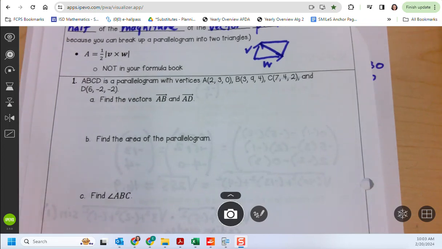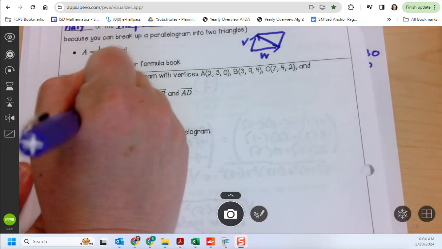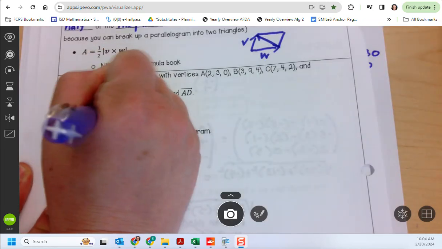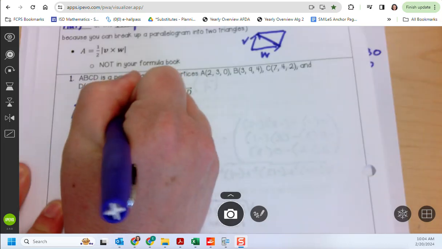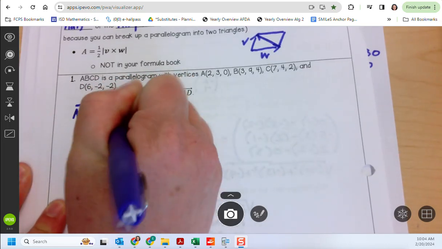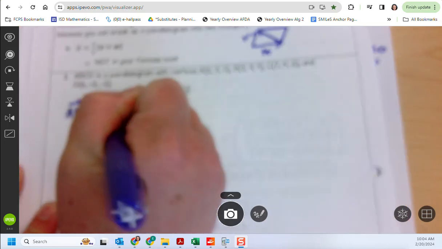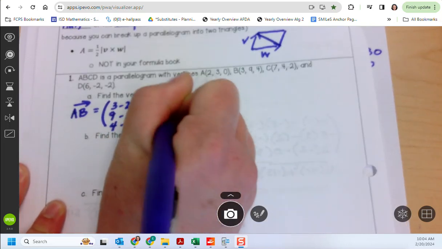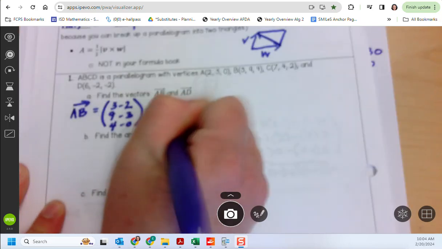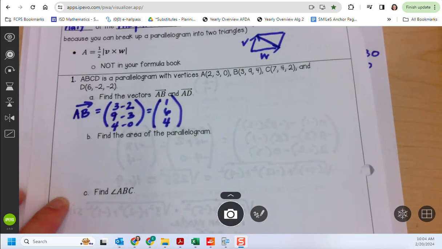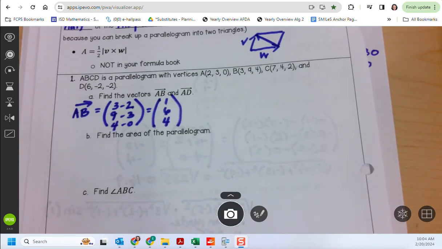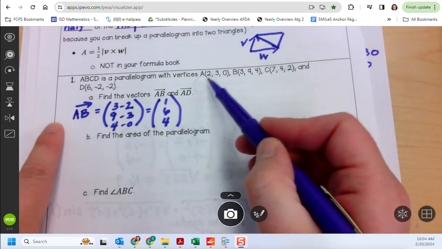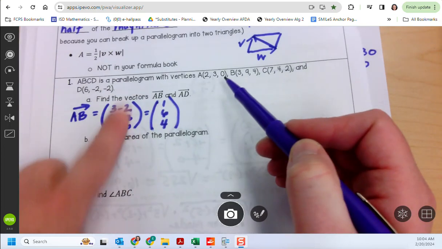All right, guys, let's see how you're doing. All right, vector AB, 3 minus 2, 9 minus 3, 4 minus 0. Okay, questions on that one? So remember, vector AB will get you from A to B, and this is your procedure here.